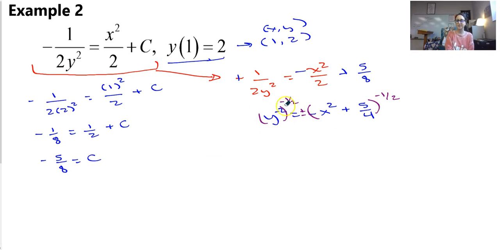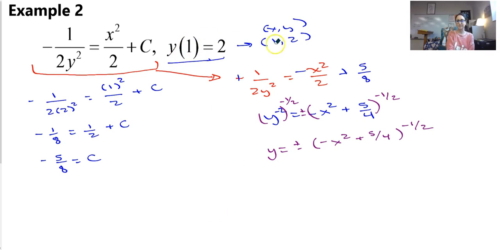Okay, so now look at your power. When I take a power, raise it to another power, what do I do? I multiply. -2 times -1/2 is 1, which was the whole point of that. So now I just have y by itself, plus or minus, and I'm going to leave all of this to the -1/2 power. Okay, now I can't keep it as a plus or minus. I need to come back to my initial condition.